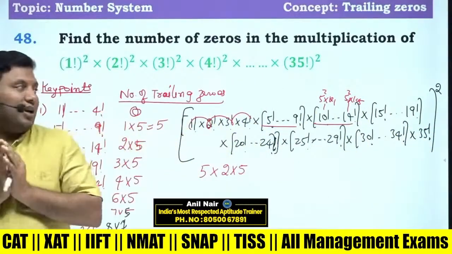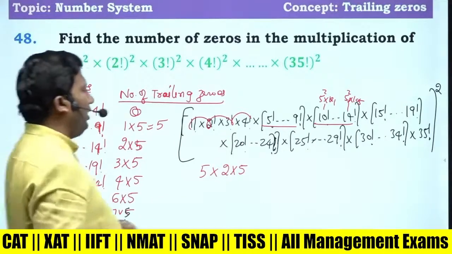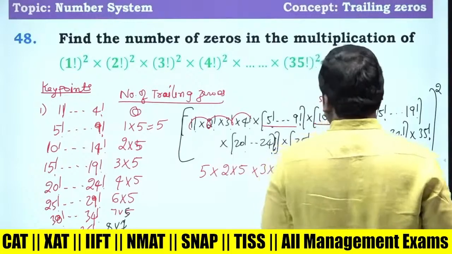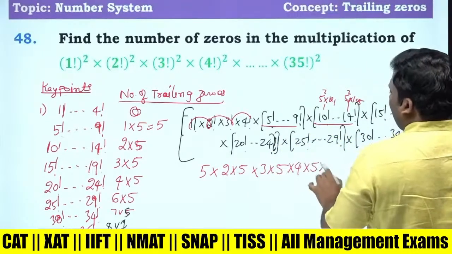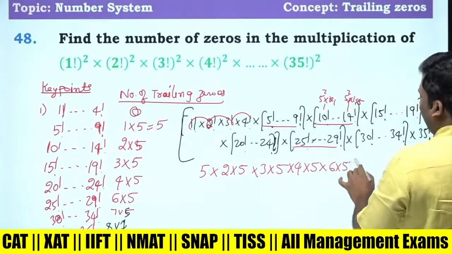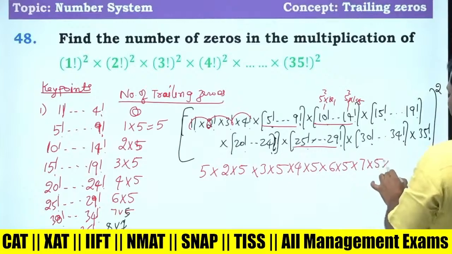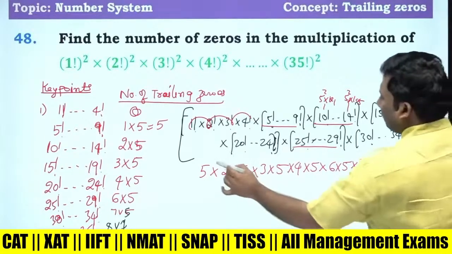Next one, 15 factorial till 19 factorial. How many are there? 3. So it is 3 into 5. 20 factorial, it is 4 into 5. 25 factorial, how many did I get? 6 into 5. 30 factorial, it is 7 into 5. 35 factorial, it is 8. The whole square.